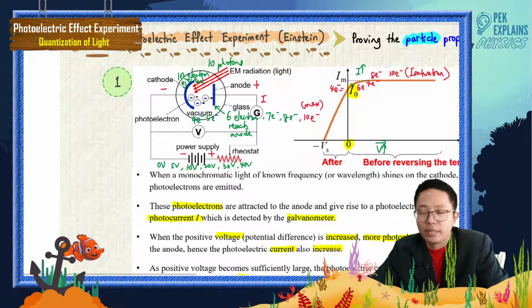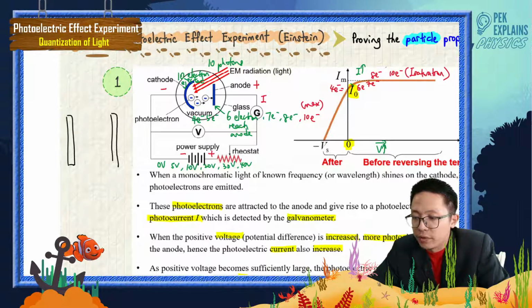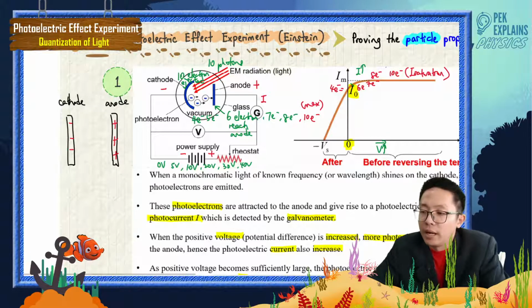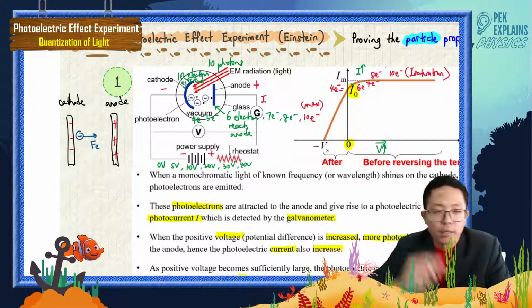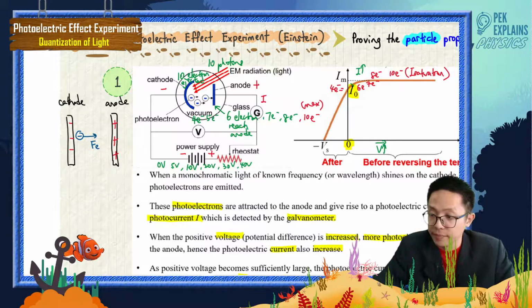Maybe let me draw it out. Last time is when not reversed. This is the cathode. This is the anode. This is negative and this is positive. So the electron that is ejected can easily reach the anode because it is attracted by the positive plate.